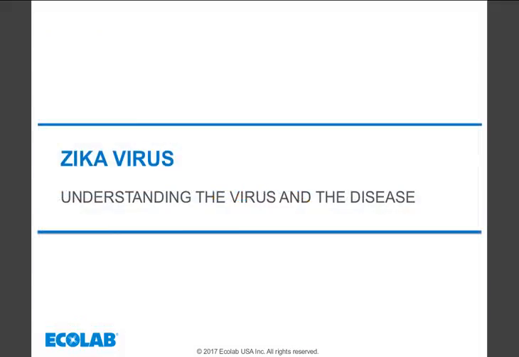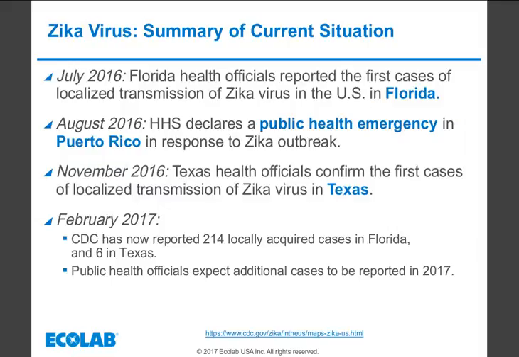As we begin to look at the virus and the disease, it's worth describing the current situation, especially in the U.S. and in Puerto Rico. So last July, Florida health officials reported mosquito-borne disease and localized transmission in Florida. In August, the Health and Human Services declared a public health emergency in Puerto Rico. And just 3 months ago, in November of 2016, the first mosquito-borne transmission of Zika was reported in Brownsville, Texas. As of this month, CDC has reported 214 mosquito-borne cases in Florida and 6 in Texas.